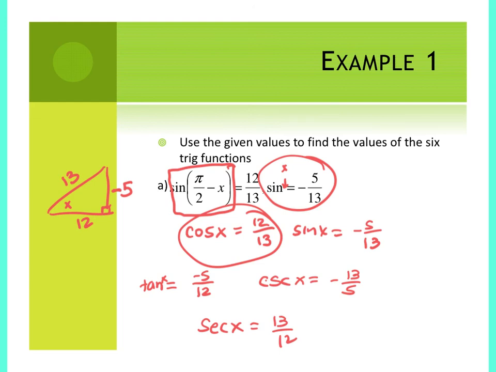Why does the sine of pi over 2 minus x become cosine? Because look, pi over 2 minus something, I go back to my cofunctions. That should be your trigger. This says, look at my cofunctions. If I saw a negative inside, I would look at my even odd functions. If you have something that's squared, I look at my Pythagorean identities. So those are the triggers.